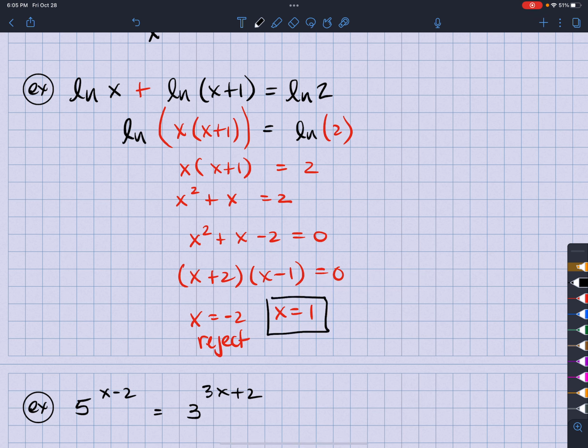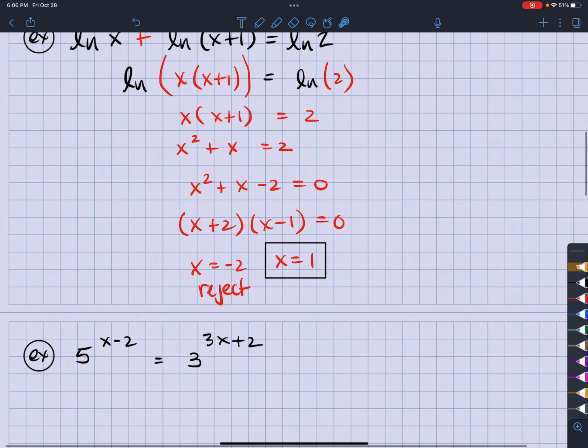Now, don't believe the hype that just because it's negative, I have to reject it. That is not the case. Because what if this was plus 5? If this was x plus 5 as well, then the negative 2 won't make it negative. So please make sure you're careful with that.